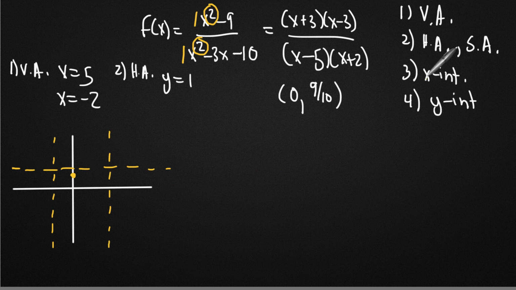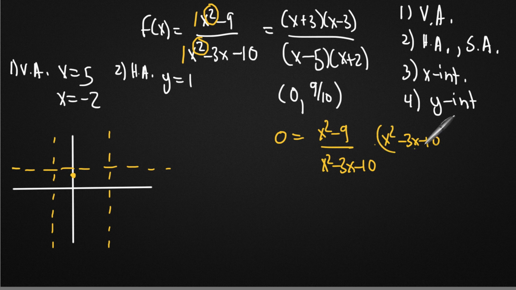All right, and then we have the x-intercept. Let's think about what an x-intercept is. An x-intercept is the point where it crosses the x-axis. So what is true when a function crosses the x-axis? Its y-coordinate is 0. So we're going to plug in 0 here for y, which is f of x. We're going to get 0 equals x squared minus 9 over x squared minus 3x minus 10. And we're going to multiply both sides by the denominator so that it will cancel out.